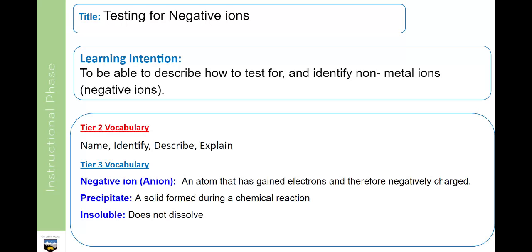So 3 keywords. A negative ion forms when an atom has gained electrons. If it gains electrons, it becomes negatively charged. A precipitate is a solid formed during a chemical reaction. And insoluble, you should know that insoluble means it does not dissolve.